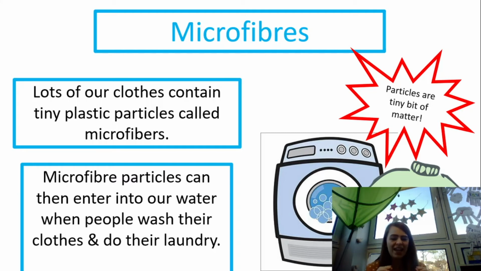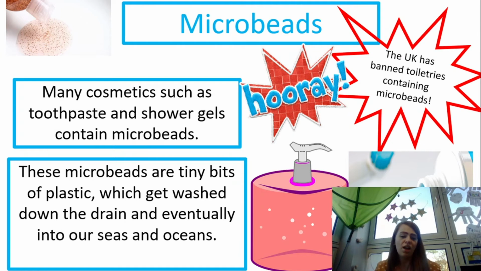So they're little wee tiny bits of matter, and when they're being washed in the laundry, they're then taken out of the waste pipes, and that then goes into the rivers and into the oceans. There's also microbeads. So many cosmetics such as toothpaste and shower gel contain microbeads. And you can see that in the pictures of the toothpaste, the little wee tiny particles there. They're tiny bits of plastic which get washed down the drain and eventually into our seas and oceans.